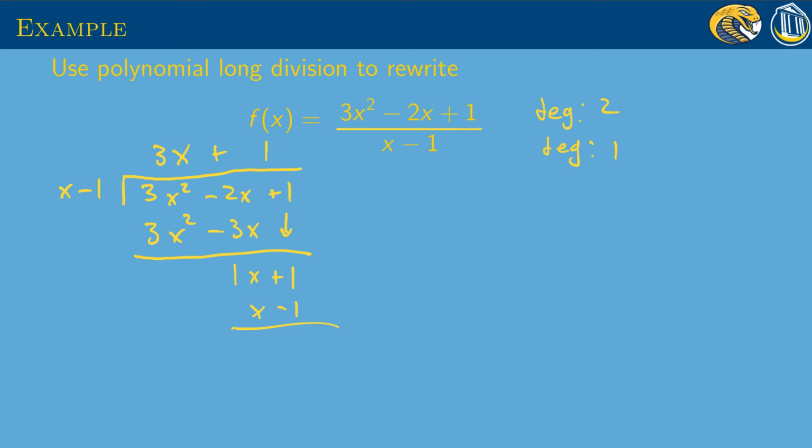is 0, 1 minus negative 1 is 2, and so we can say that 3x squared minus 2x plus 1 divided by x minus 1 is the equation 3x plus 1, that's our slant asymptote, with a remainder of 2. We'll talk about how to rewrite that in class.